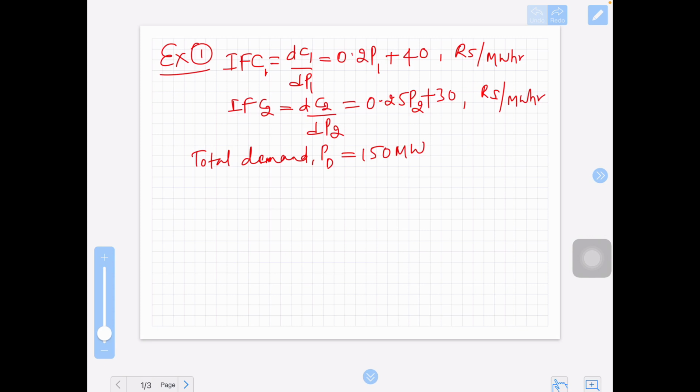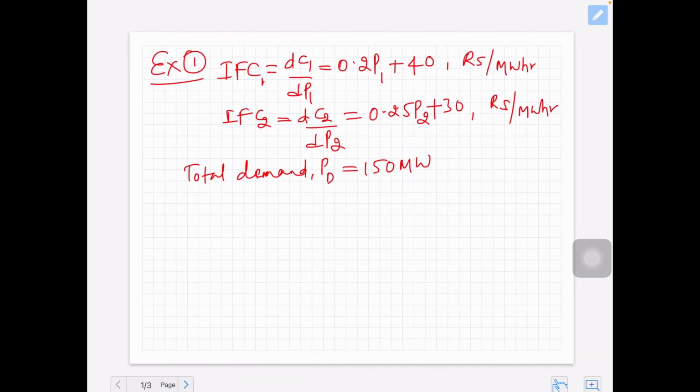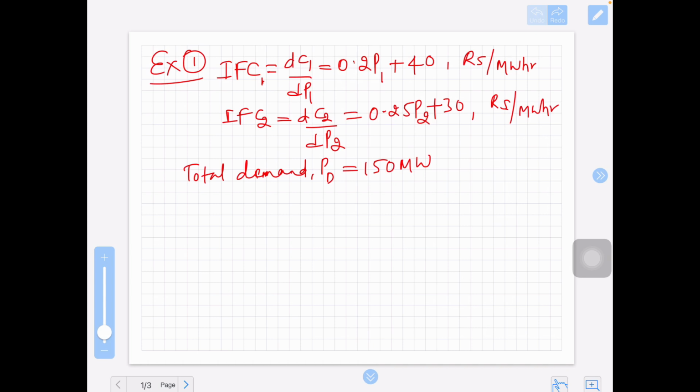Let us consider this example. Here they are given the incremental fuel cost in rupees per megawatt hour of two power plants. dC1 by dP1 is the incremental fuel cost of the first plant, that is 0.1 P1 plus 40, and for the second generation it is 0.25 P2 plus 30 rupees per megawatt hour. The total demand is 150 megawatts.